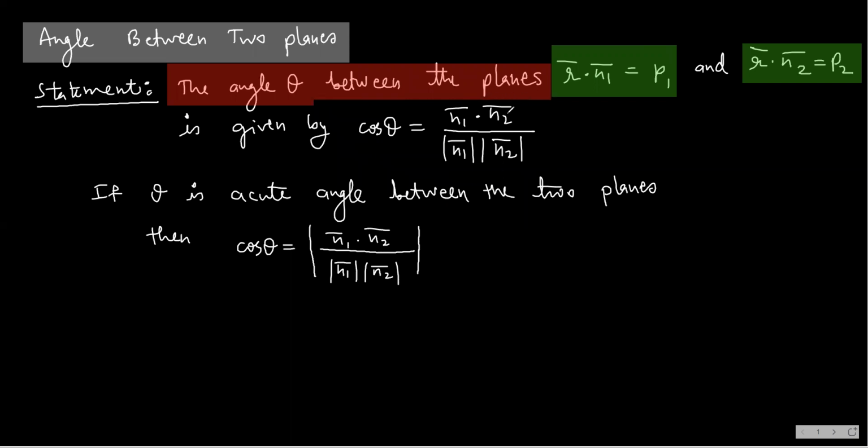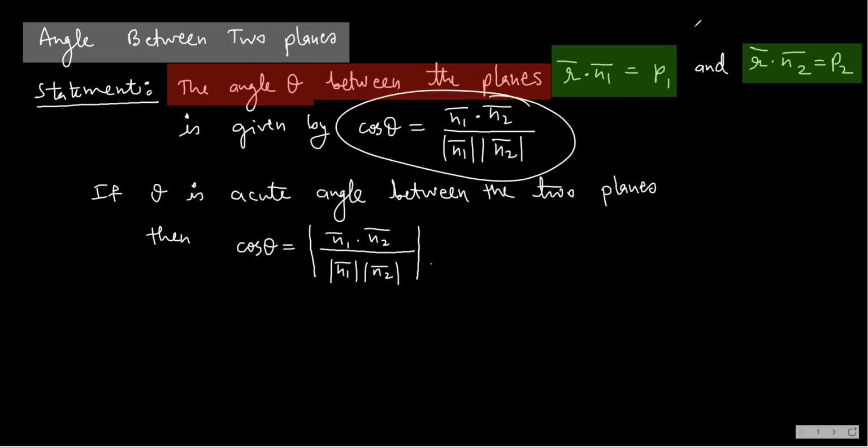Where n1 bar and n2 bar, what are they? They are the normals to those two planes. And if this theta, the angle between the two planes, happens to be an acute angle, then you will put this in a mod. Why? Because if theta is acute, then cos of an acute angle will always be positive. So you will just make sure that you end up getting a positive number. That is how it is. Fine. So this we have to prove.